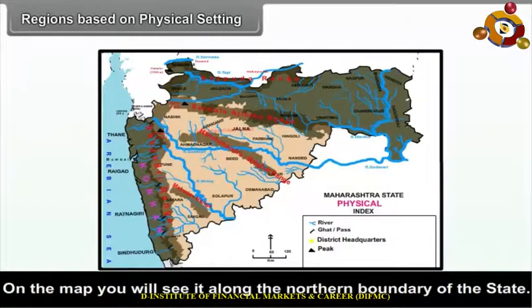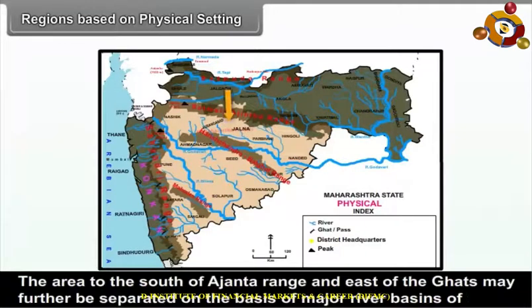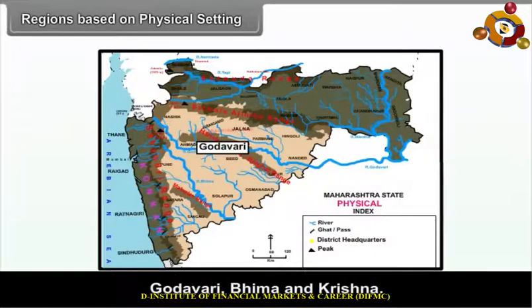On the map, you will see it along the northern boundary of the state. The area to the south of Ajanta range and east of the Ghats may further be separated on the basis of major river basins of Godavari, Bhima and Krishna.